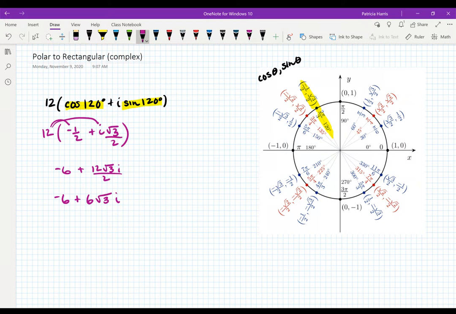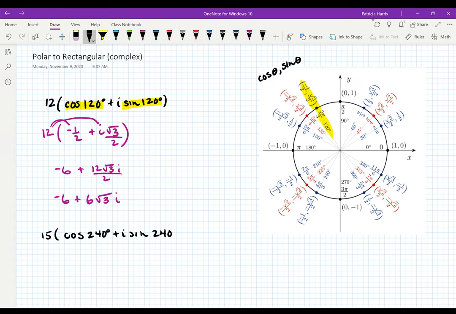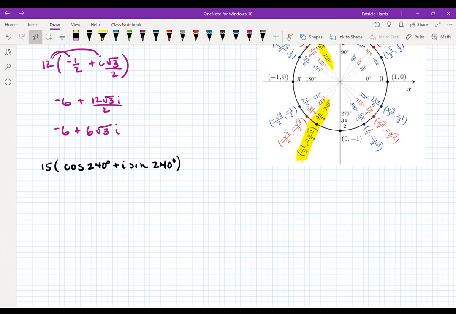Okay, so let's do another one. Let's do 15 cosine 240. So the first thing we're going to do is find 240 on our unit circle, which is right here. And then we're going to substitute our cosine and sine values.